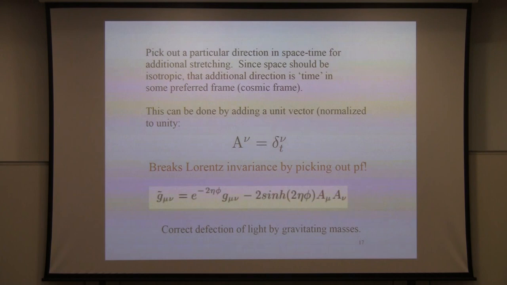One way of doing this is to make the transformation not in the simple form that I wrote down before, as a simple factor of the scalar field multiplying the Einstein metric, but by this more complicated construction where you add a vector field which picks out a particular direction. And with this kind of transformation between the physical and the gravitational metric, you can get the correct deflection of light by gravitational masses.